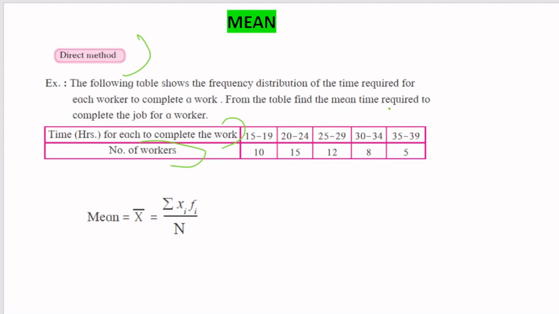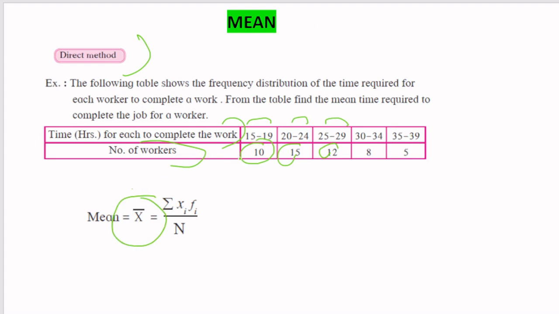Here the data is classified, that is, segregated into classes. So the time in hours is 15 to 19 hours, 20 to 24 hours, like that. They are working in a set of hours. So 10 workers work for 15 to 19 hours, 15 in this, 12 in this, 8 in this, like that. Using this data, we have to calculate the mean here.